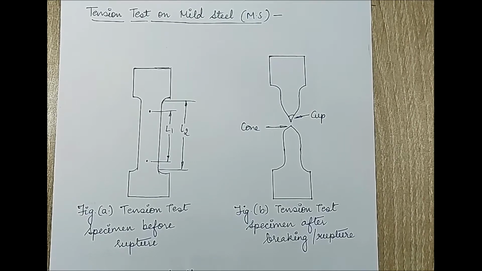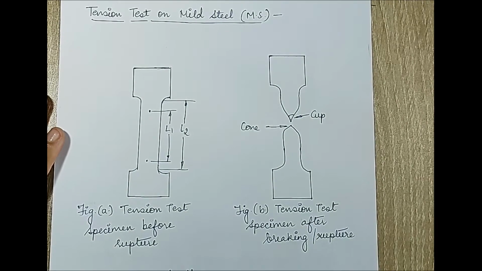Brittle materials, on the other hand, are the ones which, if you apply load, will be able to bear the load to a certain extent, and after that they will suddenly rupture. So first we will see the tension test on mild steel. Mild steel is an example of a ductile material.